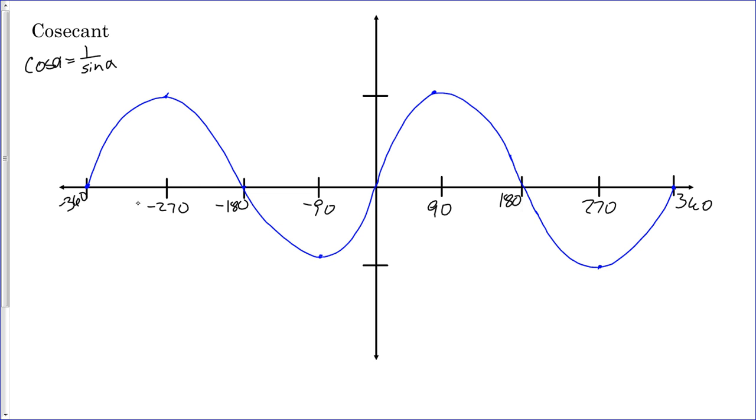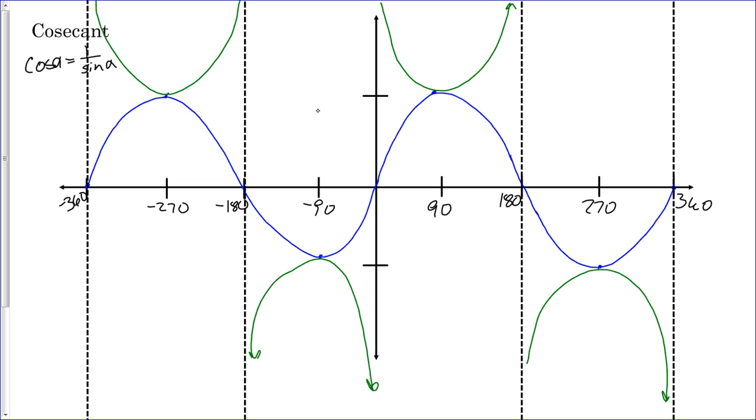So your cosecant graph has an asymptote every place that the sine graph crosses the x-axis. So the blue is your sine, the green is your cosecant. Now what I did do is I left out the asymptote for the y-axis. The y-axis is an asymptote for the cosecant graph. Okay, so at -360, -180, 0, 180, and 360, it has an asymptote.